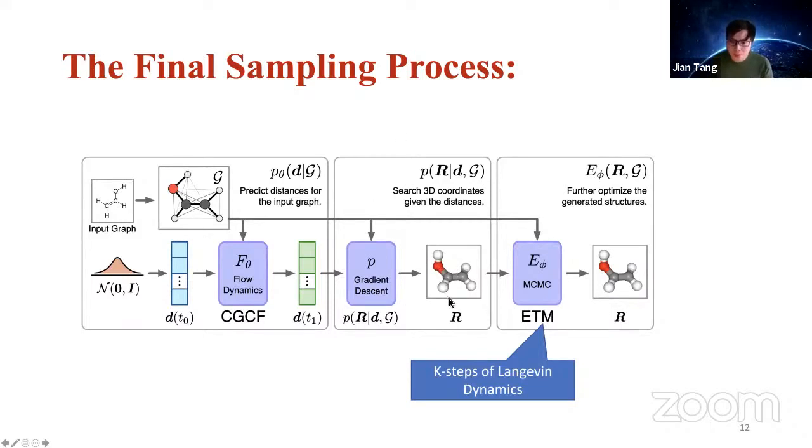Up to this step, we are able to obtain an initial conformation. And then we further refine this initial conformation using the energy function. This energy function is learned through the negative sampling technique, and basically we can do MC sampling. We modify the conformation in a way that further reduces the energy. Eventually, we are able to obtain a stable conformation of the molecule.